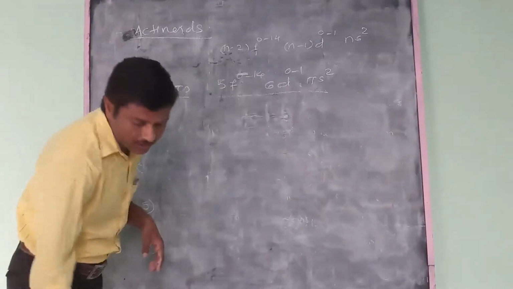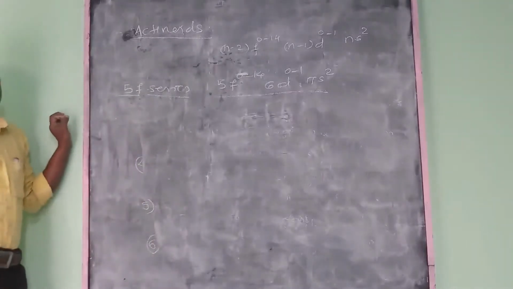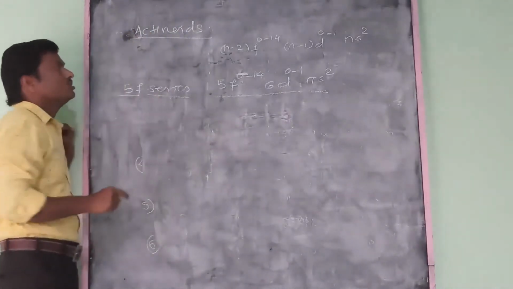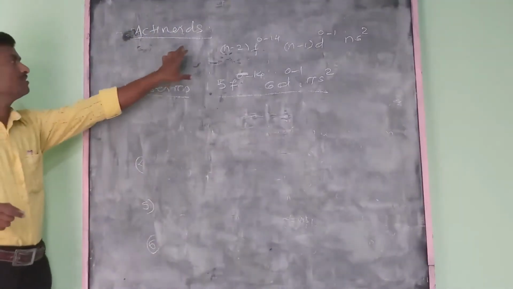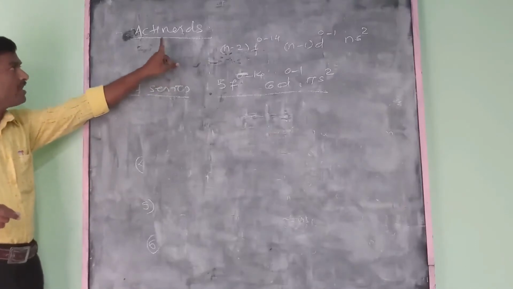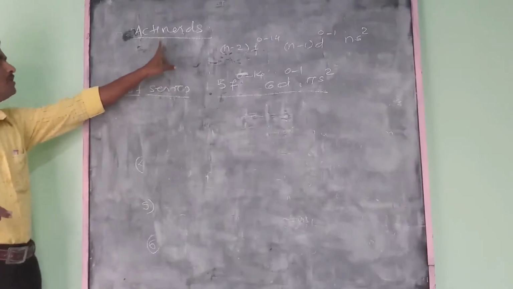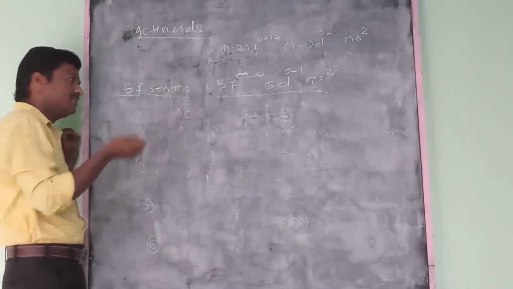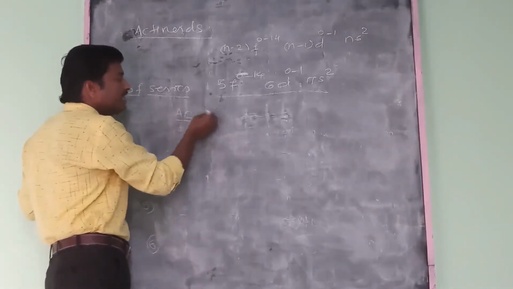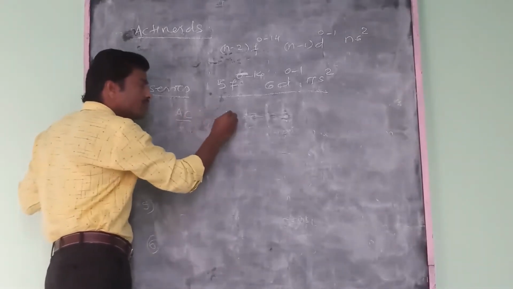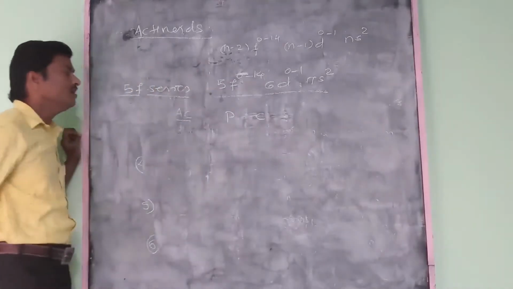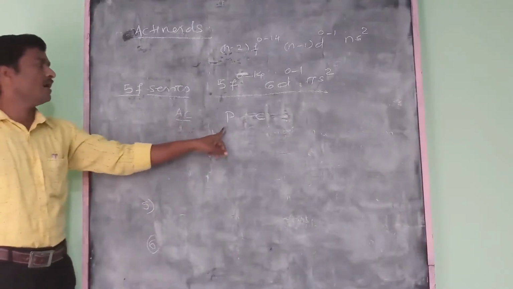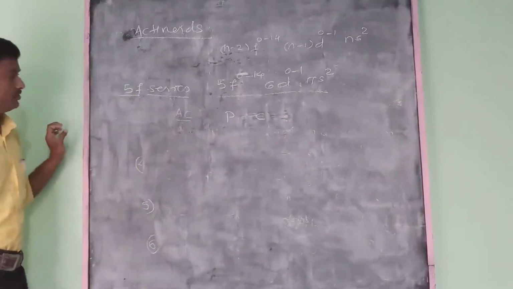What are actinoids? Generally we have to study the definition. These are the second inner transition elements. Why are they called actinoids? Because the elements present after actinium have similar physical and chemical properties to those of actinium, and that's why they are called actinoids.